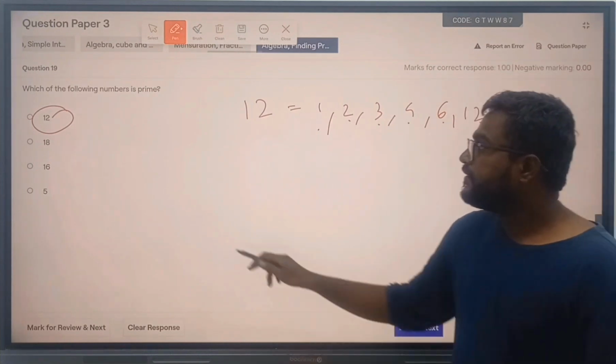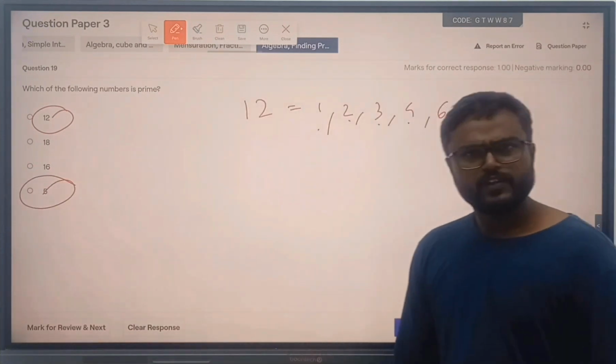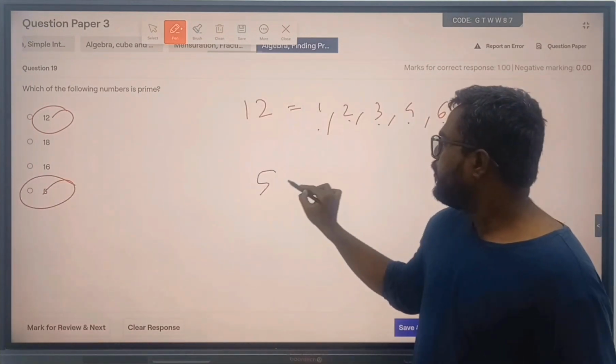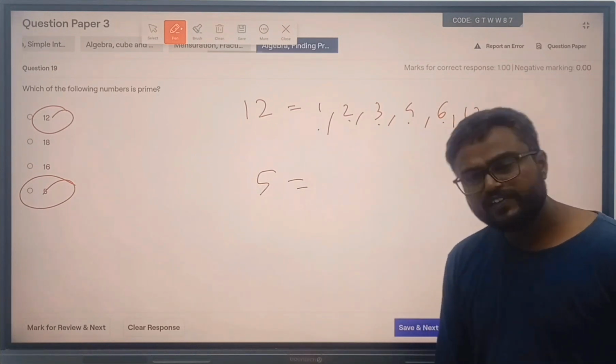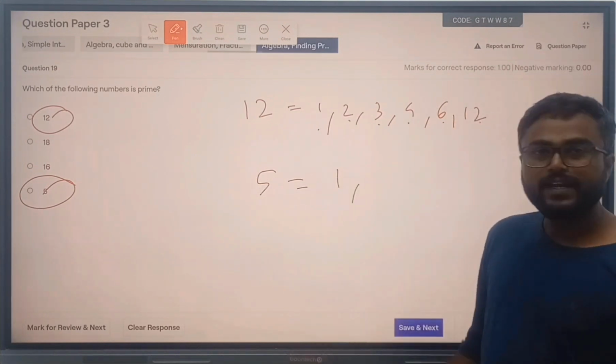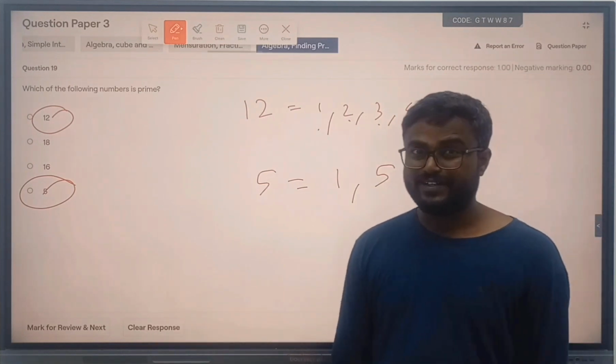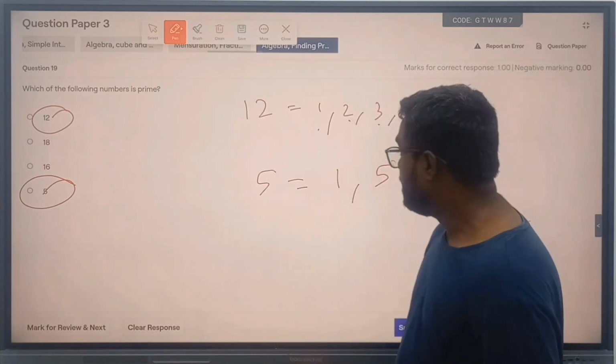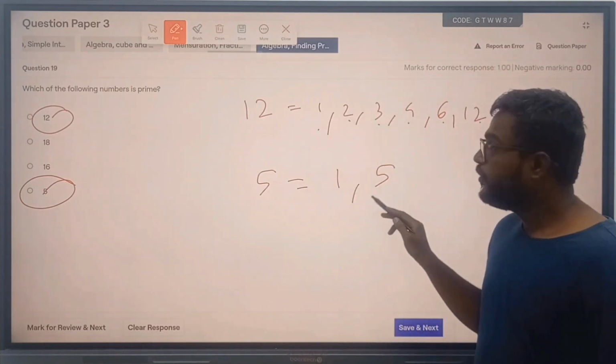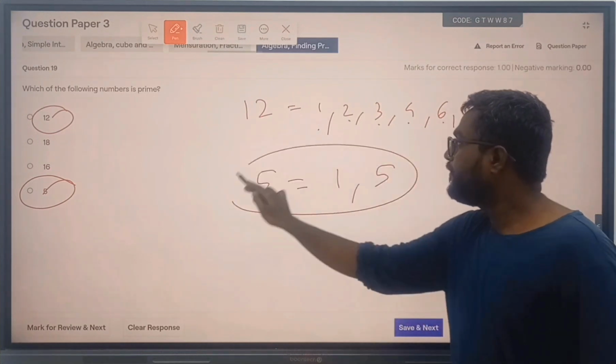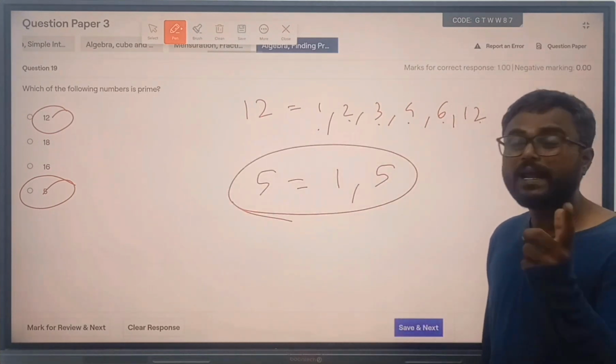Now, in the case of 5, 5 is divisible by 1 and 5. There are no other factors other than 1 and itself. So we can say this 5 is a prime number.